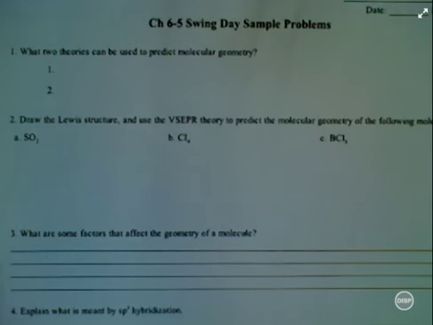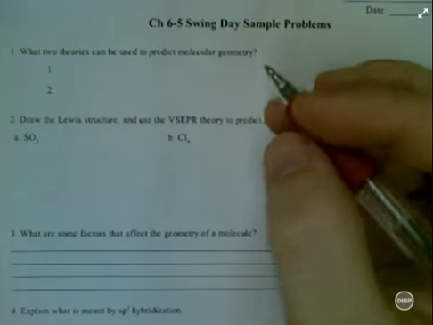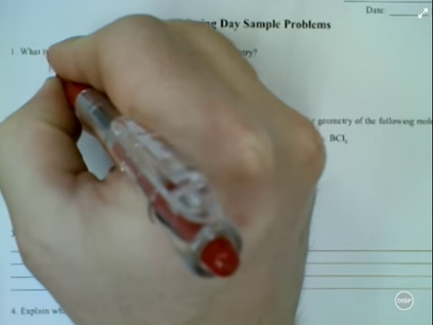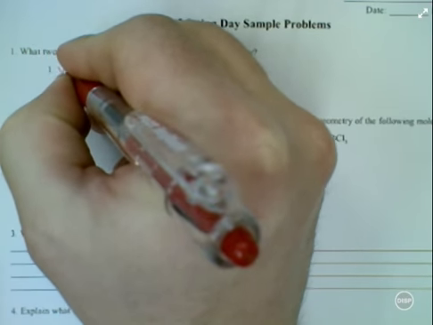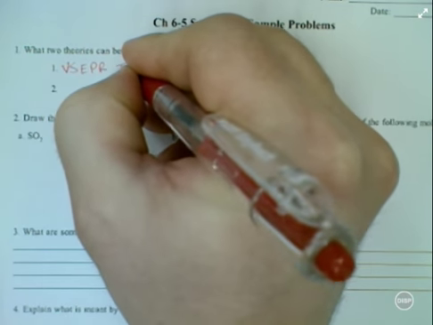All right, chemistry, let's look at number 1 on the swing day sample problems. What two theories can be used to predict molecular geometry? Well, the first one that should come to your mind is VSEPR, valence shell electron pair repulsion theory.